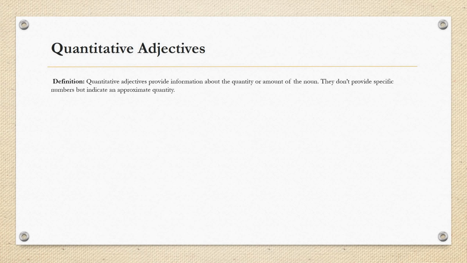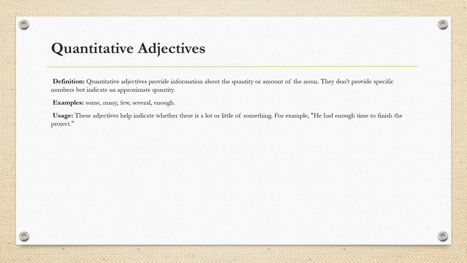Quantitative adjectives. Quantitative adjectives provide information about the quantity or amount of the noun. They don't provide specific numbers but indicate an approximate quantity. Example: some, many, few, several, enough. Usage: these adjectives help indicate whether there is a lot or little of something. For example, he had enough time to finish the project.